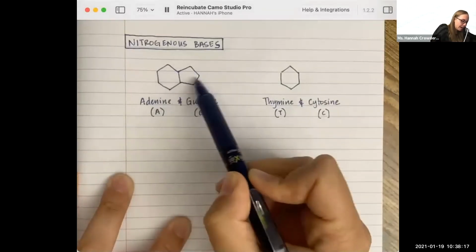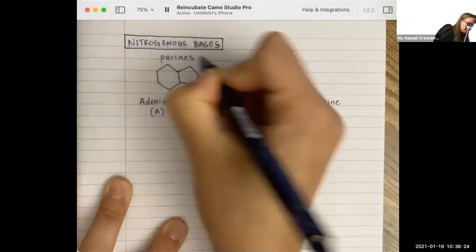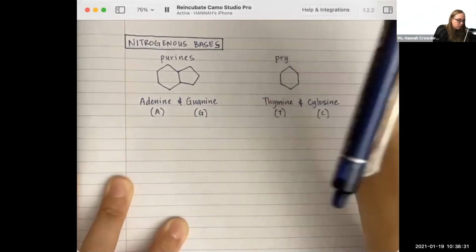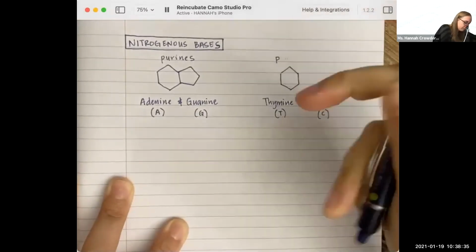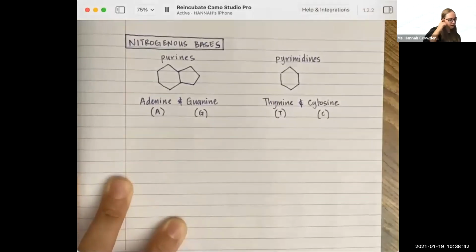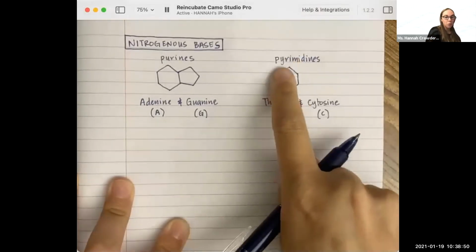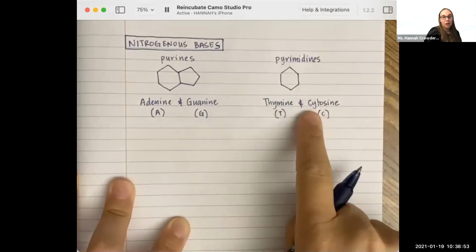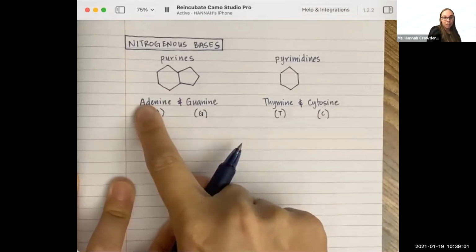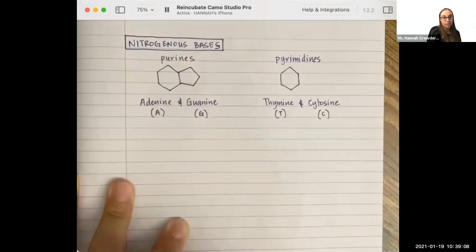These ones here that are made up of two rings are called purines. And if it is made up of one ring, it's called a pyrimidine. Oops, there's the Y comes before the R. And here's how I remember this. I use a couple of techniques to help me remember this. Pyrimidine has a Y. Thymine and cytosine are bases that have Ys. Another way to remember this is that all gods are pure. So A and G are purines.